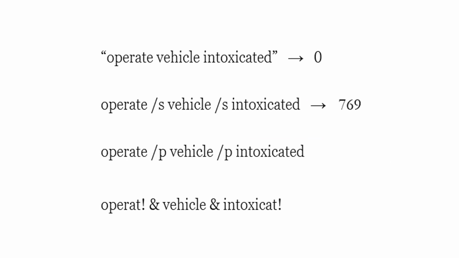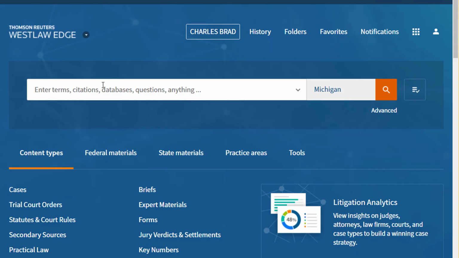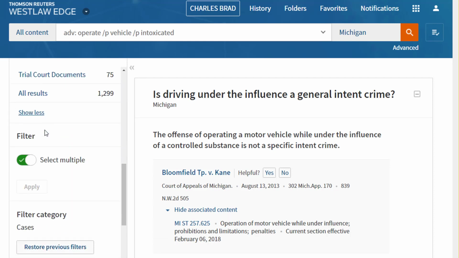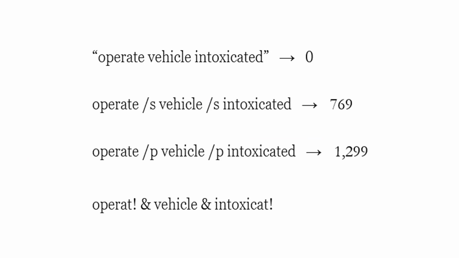Okay, now let's move on to number 3. In number 3, we need to use /p instead of /s. And /p got us 1,299. Okay, let's try the next one.